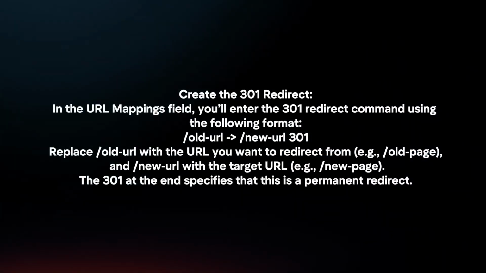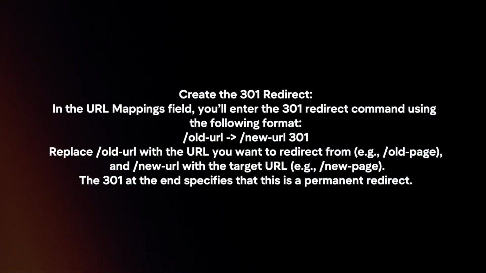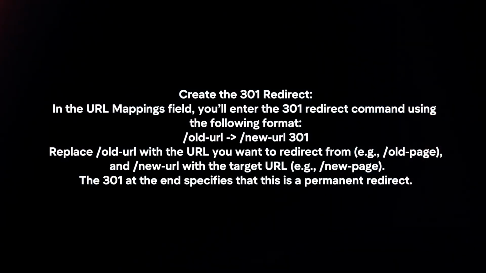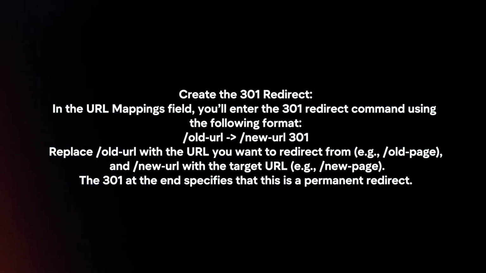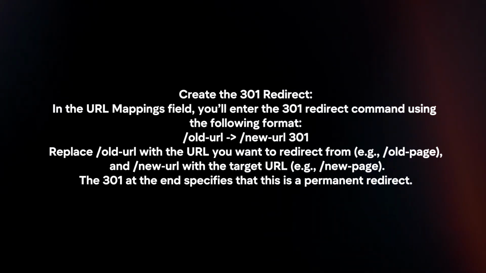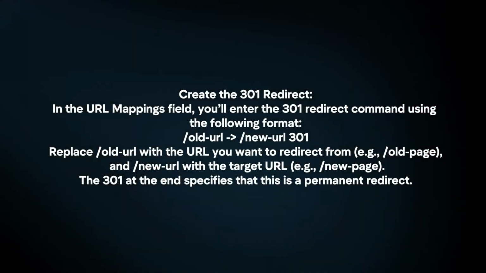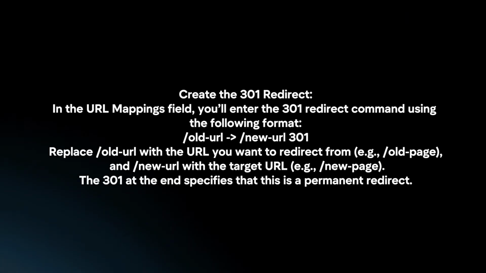Create a 301 redirect. In the URL Mappings field, you will enter the 301 redirect command using the following format. Replace old URL with the URL you want to redirect from, and new URL with the target URL. The 301 at the end specifies that this is a permanent redirect.